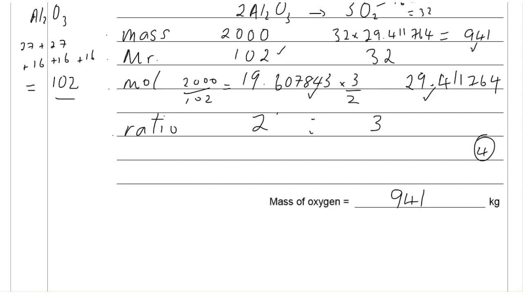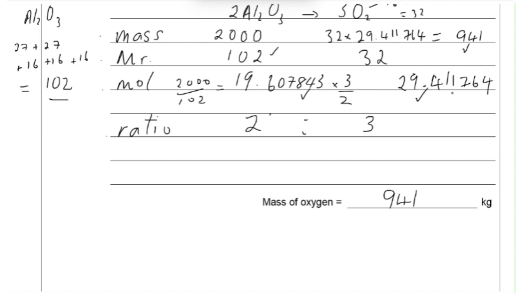4 marks. 1 mark for the Mr of aluminium oxide, 1 mark for the moles of aluminium oxide, 1 mark for the moles of oxygen, and the final mark for the actual final answer of 941. 4 marks. Works every time.